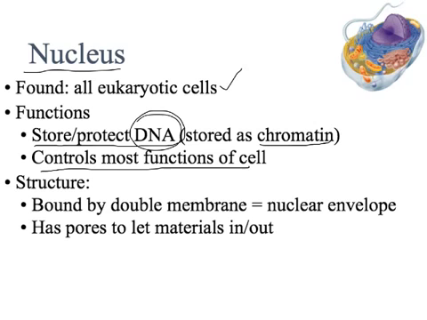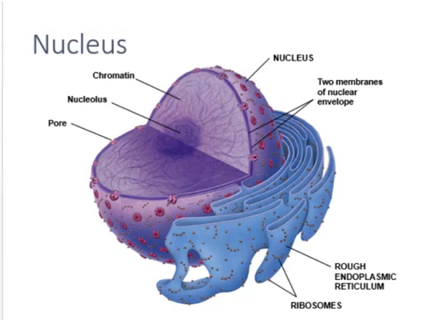So its structure, what it looks like, it has a double membrane, which means there are two membranes around the nucleus. And we call this double membrane the nuclear envelope. And in the nuclear envelope there are pores or holes, and these pores let materials get in and out of the nucleus. Here's what a nucleus looks like.